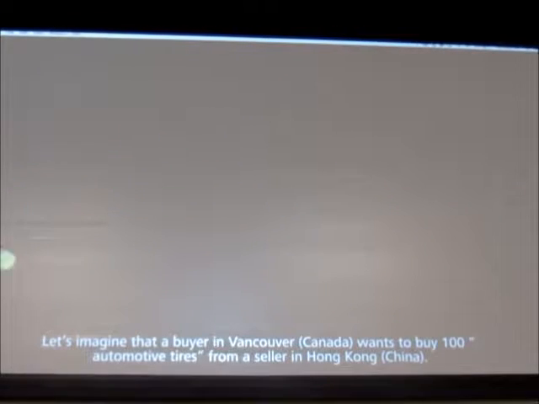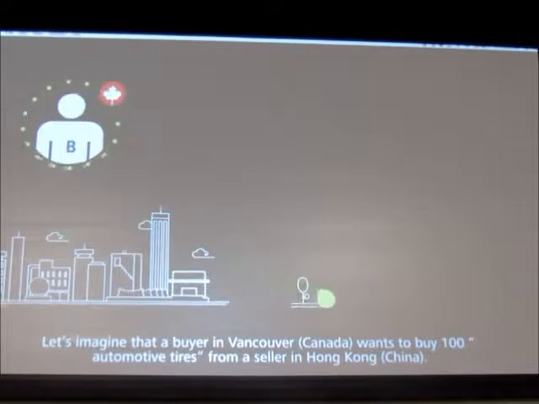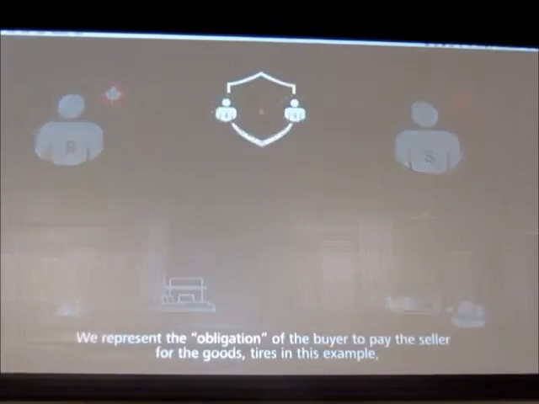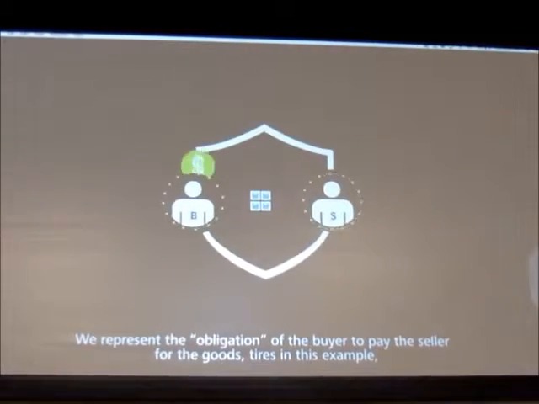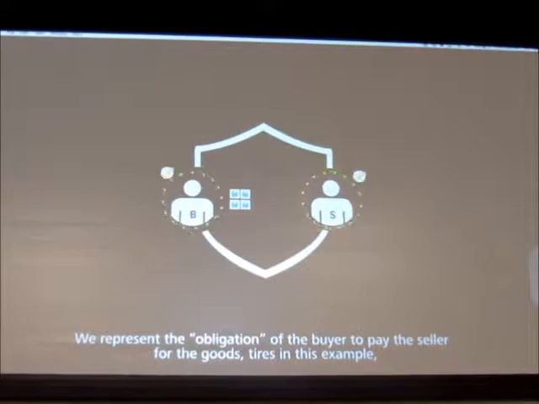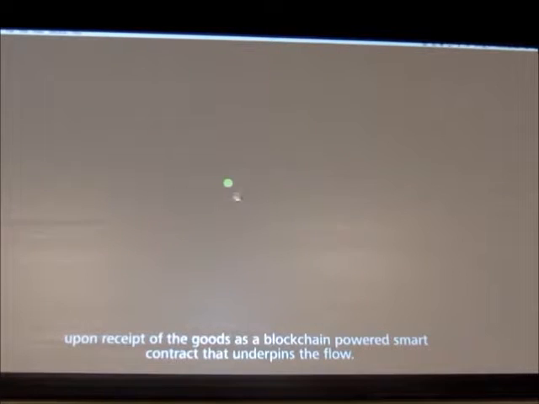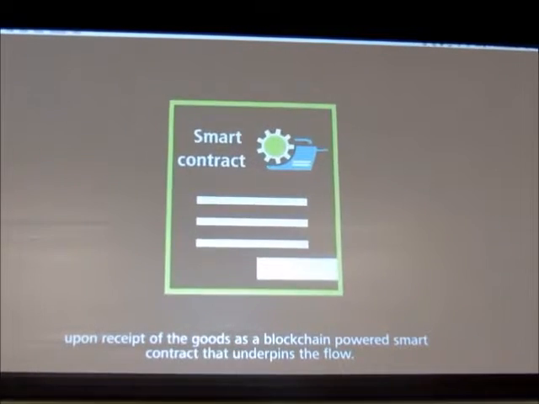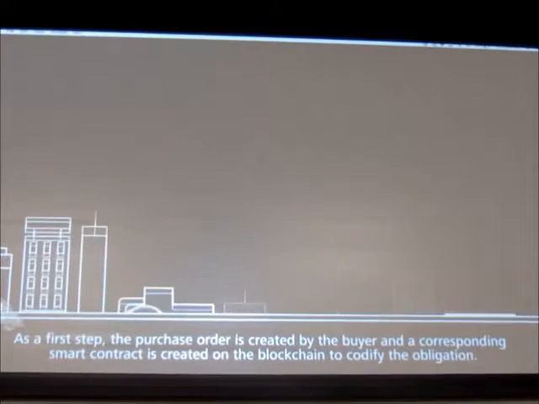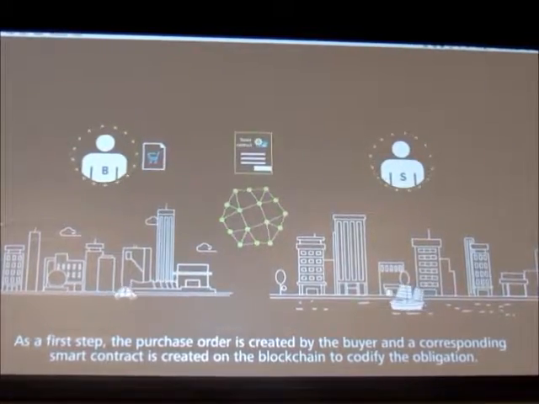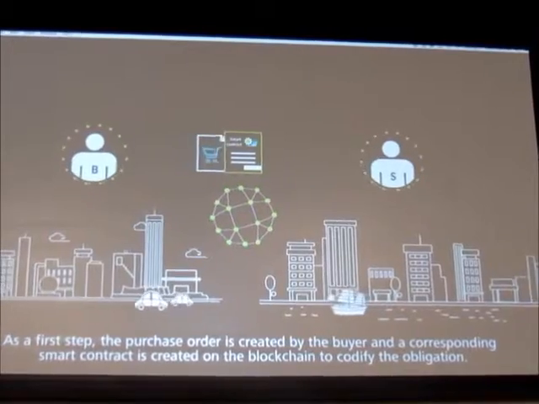Let's imagine that a buyer in Vancouver, Canada wants to buy 100 automotive tires from a seller in Hong Kong, China. We represent the obligation of the buyer to pay the seller for the goods, tires in this example, upon receipt of the goods as a blockchain-powered smart contract that underpins the flow. As a first step, the purchase order is created by the buyer and a corresponding smart contract is created on the blockchain to codify the obligation.